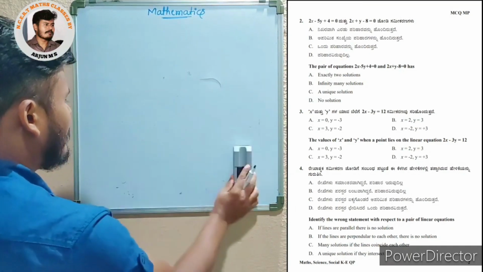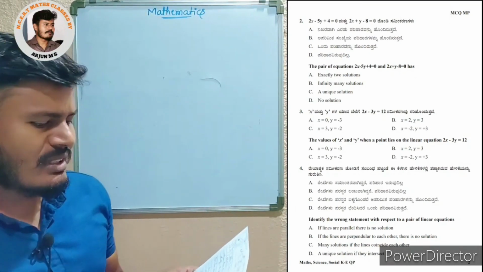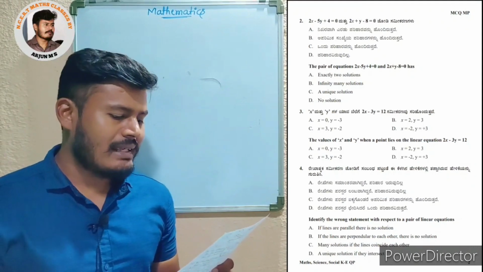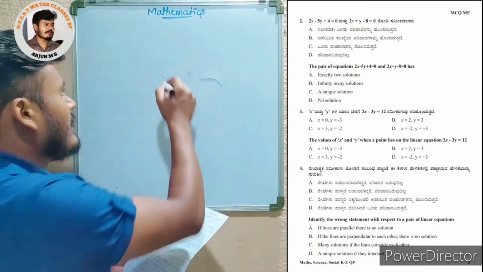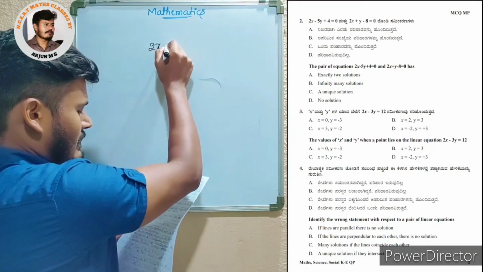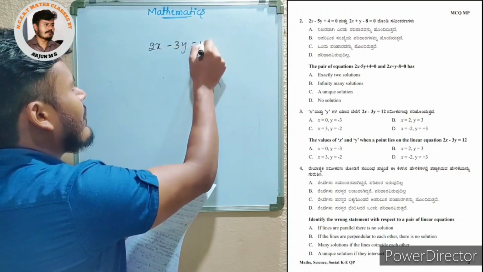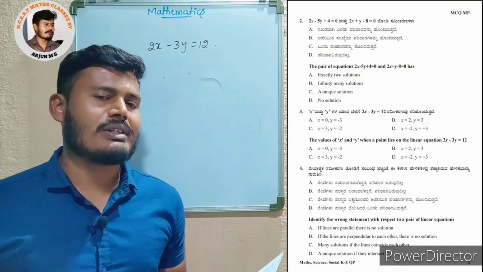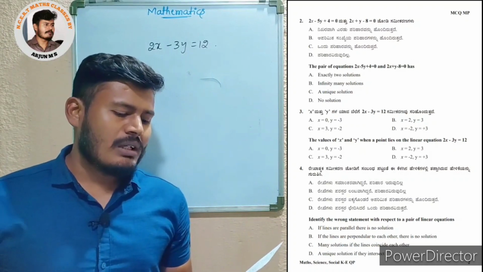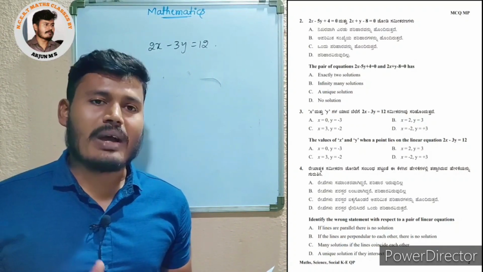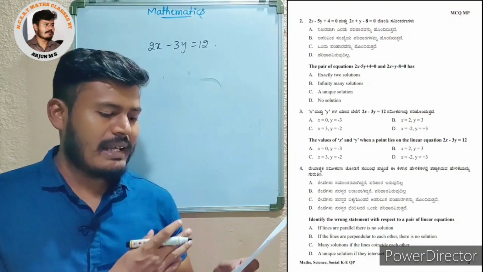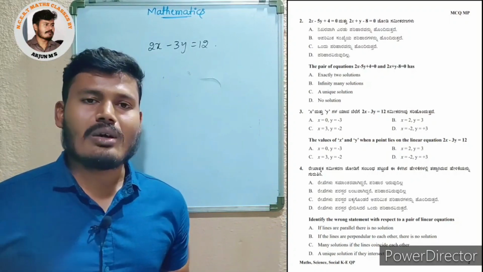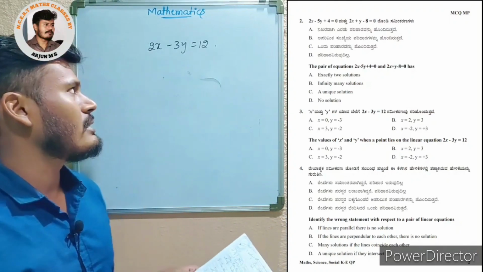Just observe that question. The values of x and y when a point lies on the linear equation. So 2x minus 3y is equal to 12 is the given linear equation in two variables. They are given only one equation. We have to find out what the values of x and y are when a point lies on this particular equation.